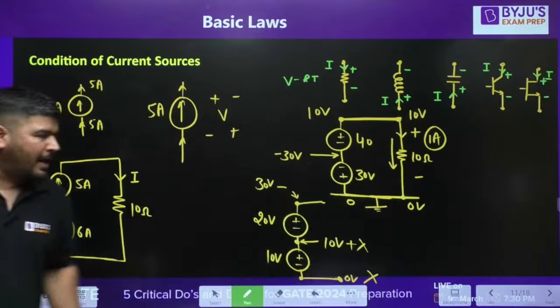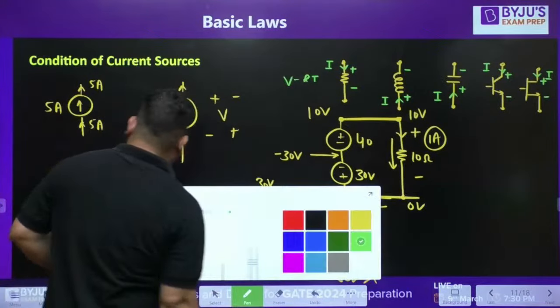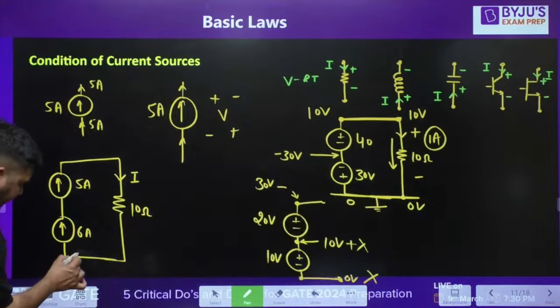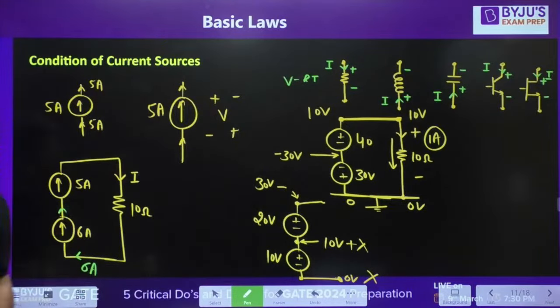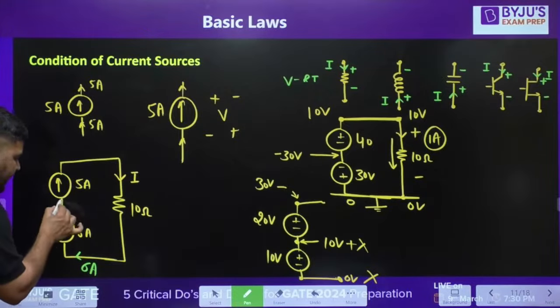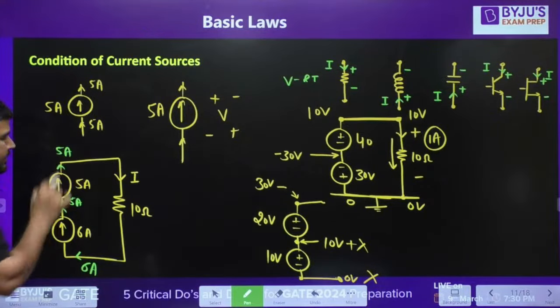No, the answer is invalid. Why is it an invalid circuit? Because there is a fight. This source will say that I will take 6 ampere and I will give you 6 ampere without any compromise. This other source will say, I will take 5 ampere and I will provide 5 ampere without any compromise.